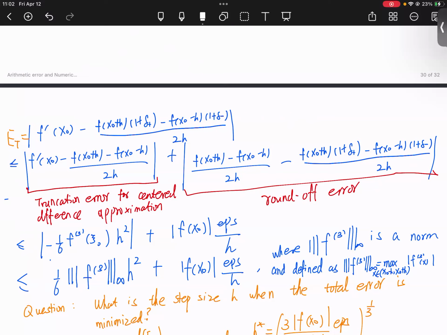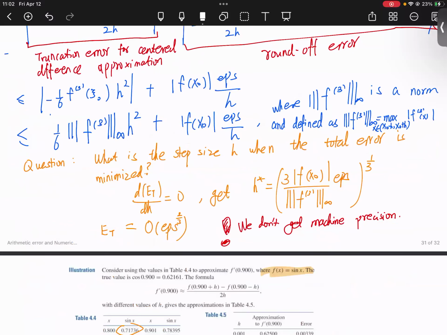And you need to figure out the optimal step size h. So if you want to figure out the optimal step size h, then you need to get the derivative of the total error, and then let it be 0, and then find out the critical value. And that's it. But it's for the backward difference, and then you will have another optimal h.